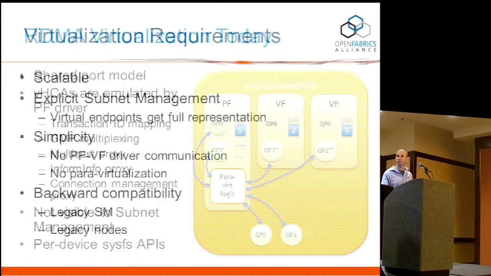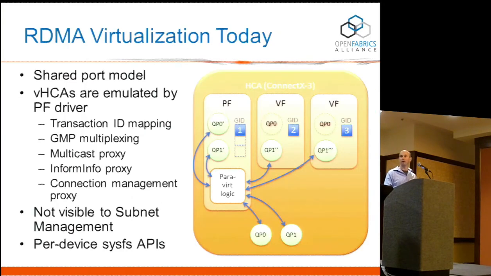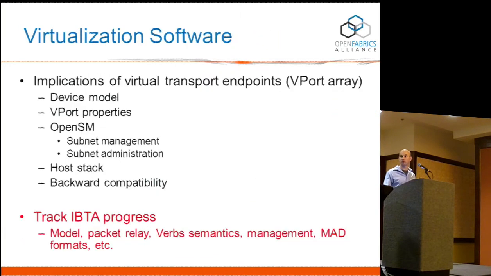Even in this emulated model, we have all these functions sharing the same LID and same physical port, and each one is identified by a GID, right? So it's more or less the same model, but now we want to have these virtual functions being officially recognized by the subnet manager. That's the main difference. So there won't be any need for para-virtualization.